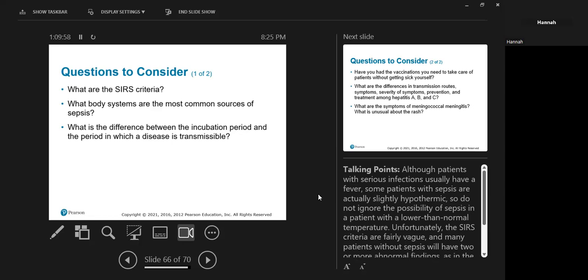So what body systems are the most common source of sepsis? GI. And pulmonary, lungs. What is the difference between the incubation period and the period in which a disease is transmissible? 2 to 3 days. Good job.